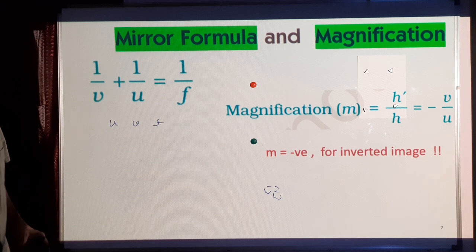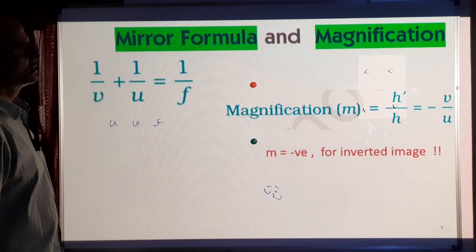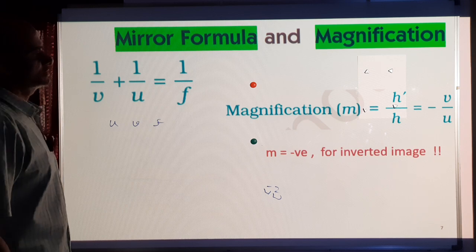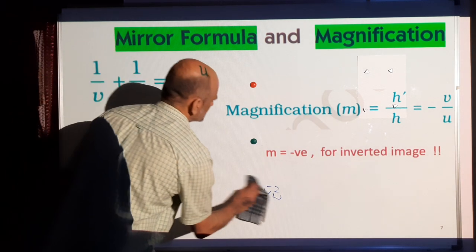h is the height of the object. It's a 1D object, a linear object like an arrow, and h is the size of the object. h prime is the size of the image.